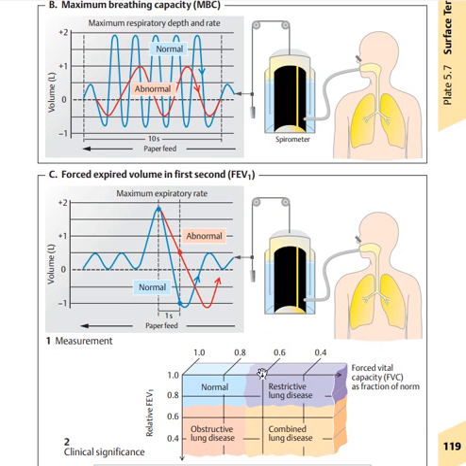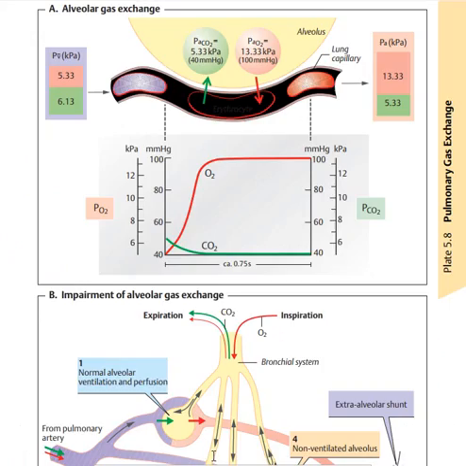The pulmonary ratio is defined as the forced expiratory volume in 1 second divided by the forced vital capacity. And lastly, we have the combined lung disease, which is the intermediate between obstructive and restrictive lung disease.